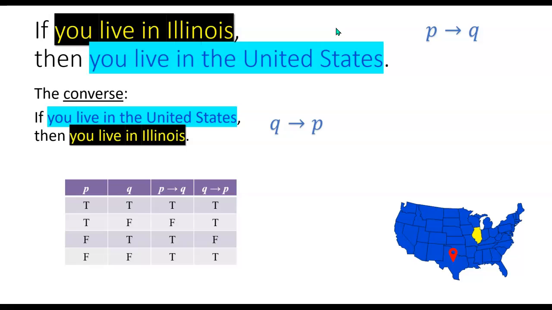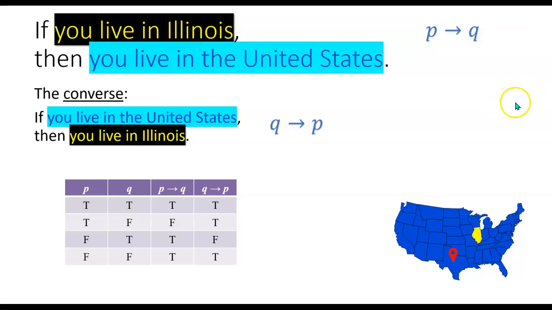Now, suppose we interchange the antecedent and the consequent. Instead of P implies Q, we say Q implies P. So in this example, that means instead of saying, if you live in Illinois, then you live in the United States, we say, if you live in the United States, then you live in Illinois. So this is what's called the converse of the original statement. The converse of a conditional statement is what you get when you interchange the antecedent and the consequent, the if and the then part.